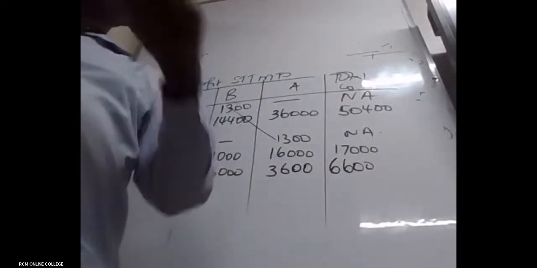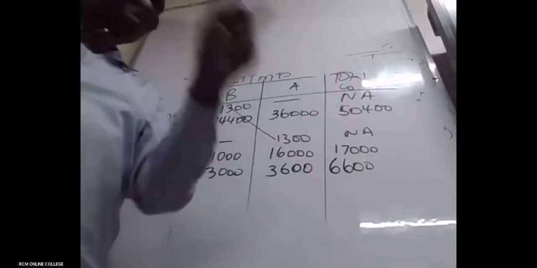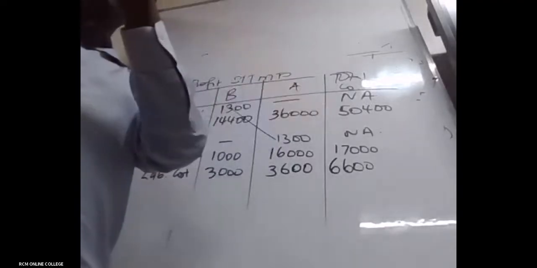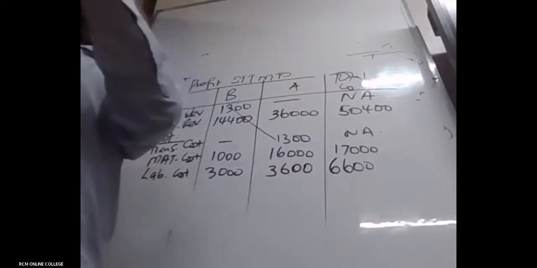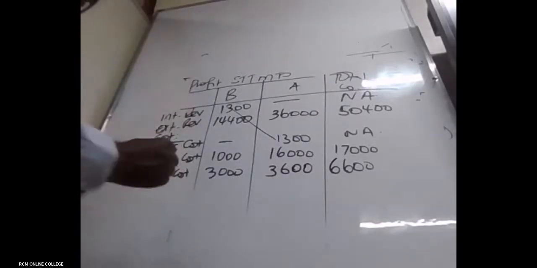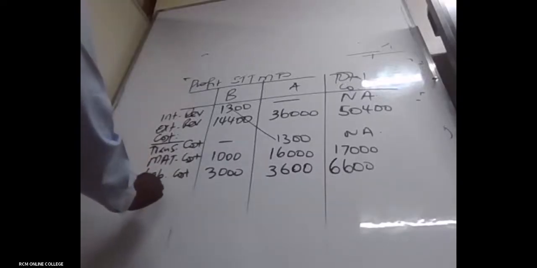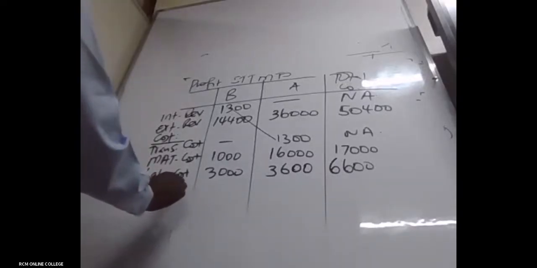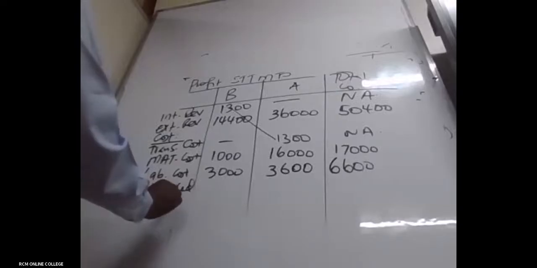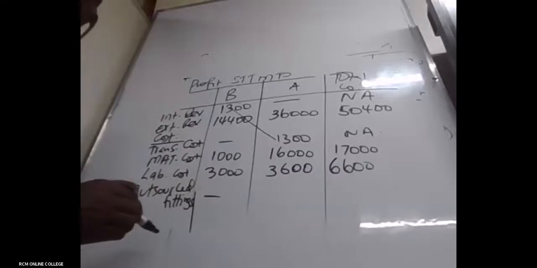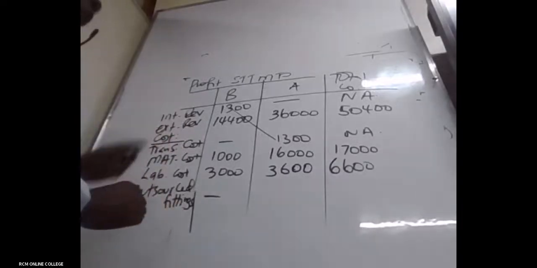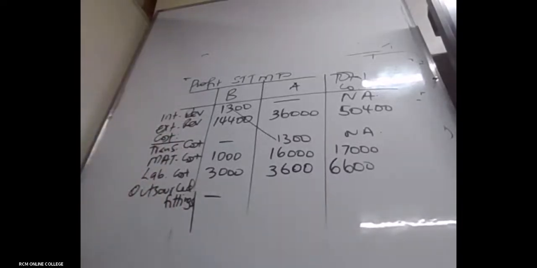Yes, not many can remember this. Outsourced fittings. Remember B never got all the fittings from A. It got some fittings from outside. Outsourced fittings. So outsourced fittings will not apply to B, isn't it? Remember A, they outsourced how many of you are following?